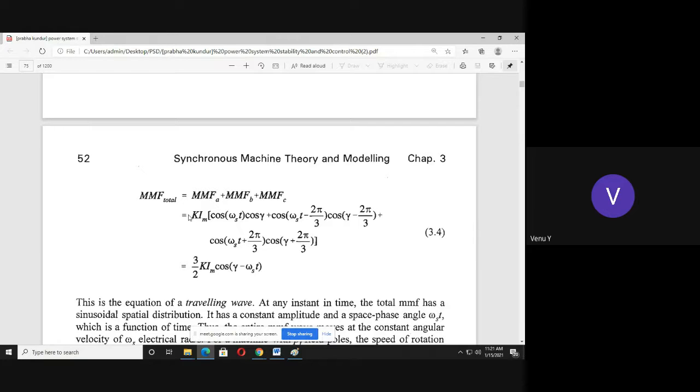K into Im is constant. Take common the first term, cos gamma. Ia is equal to Im cos omega s t. Let us substitute that: cos omega s t. IB is equal to Im into cos omega s t minus 2 pi by 3. Let us substitute that in the second term.